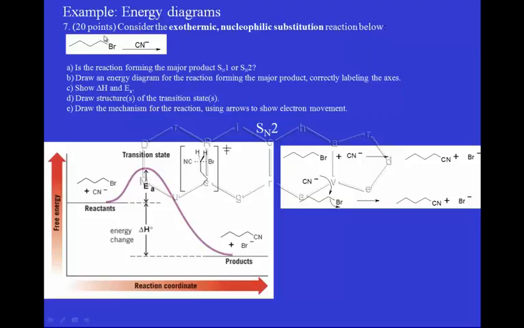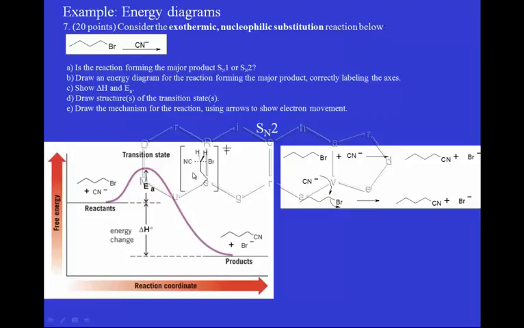Then we look at the actual thing that we're reacting, and since this is primary, then we're going to be going for an SN2 type process. SN2 is a single hump reaction with the activation energy going from the reactants up to the top of the peak. The delta H will be between the reactants and the products.